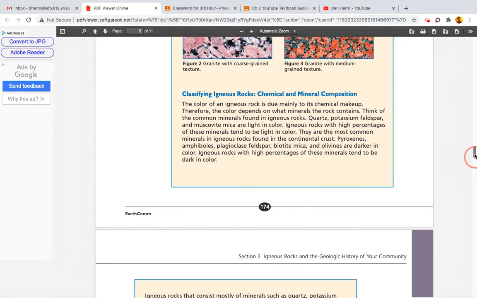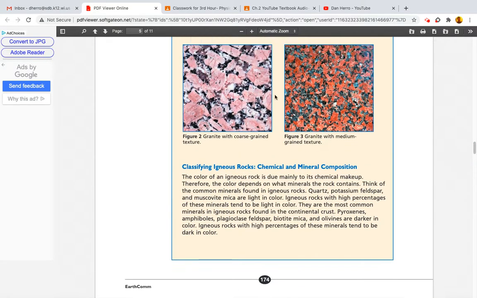Classifying igneous rocks. I'll scroll up a little bit because it's showing igneous rocks as we're talking about this. That's granite. Classifying igneous rocks, chemical and mineral composition. The color of an igneous rock is due mainly to its chemical makeup. Therefore, the color depends on what minerals the rock contains. Think of the common minerals found in igneous rocks.